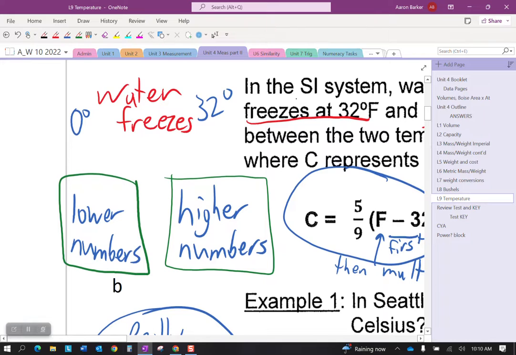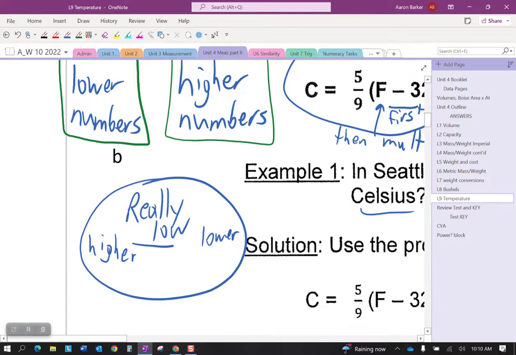Once you're down there, the general trend is that Celsius has lower numbers and Fahrenheit has higher numbers. However, like I said, when you get cold enough below zero, I think around minus 25, they're about the same. Once you get really low, Fahrenheit becomes lower, and Celsius numbers are actually higher. Kind of odd that happens, but it does.